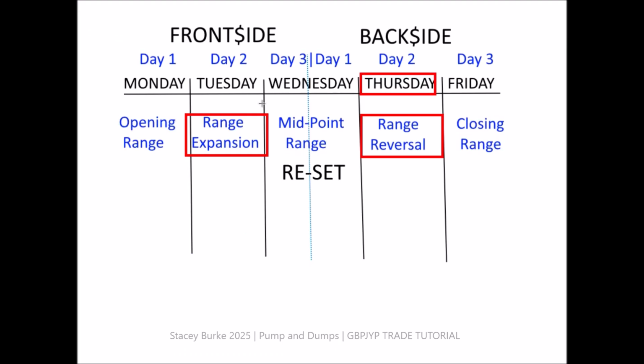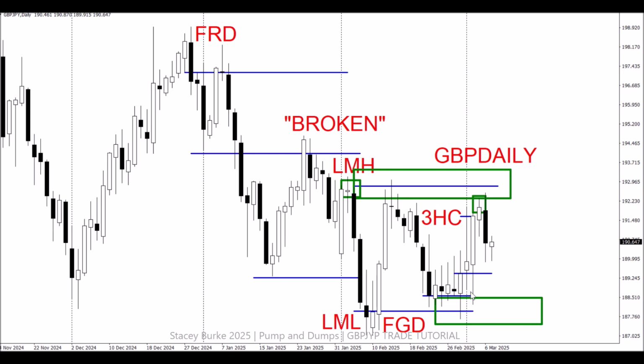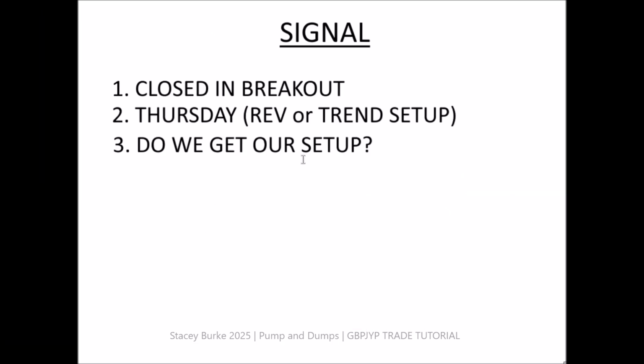Day 1, day 2, day 3, front side. Reset on Wednesday. Day 1, day 2, day 3. Thursday, day 2, on the backside, a range reversal trade setup. All this is the beginning of a new month, new timing cycle. They've gone vertical up into higher time frame selling. They've cleared out higher level shorts and reversed back into longs that were trading on the front side of the week. Do we get our setup?